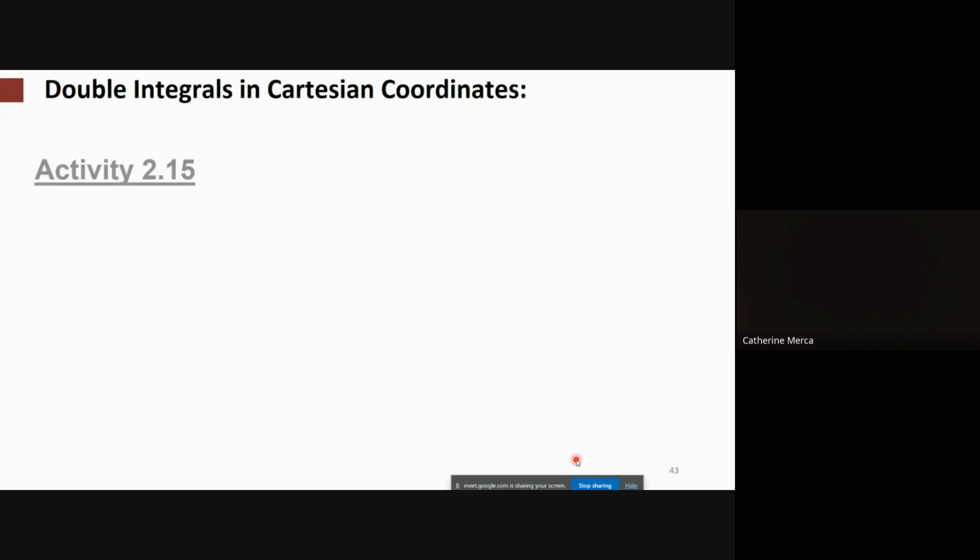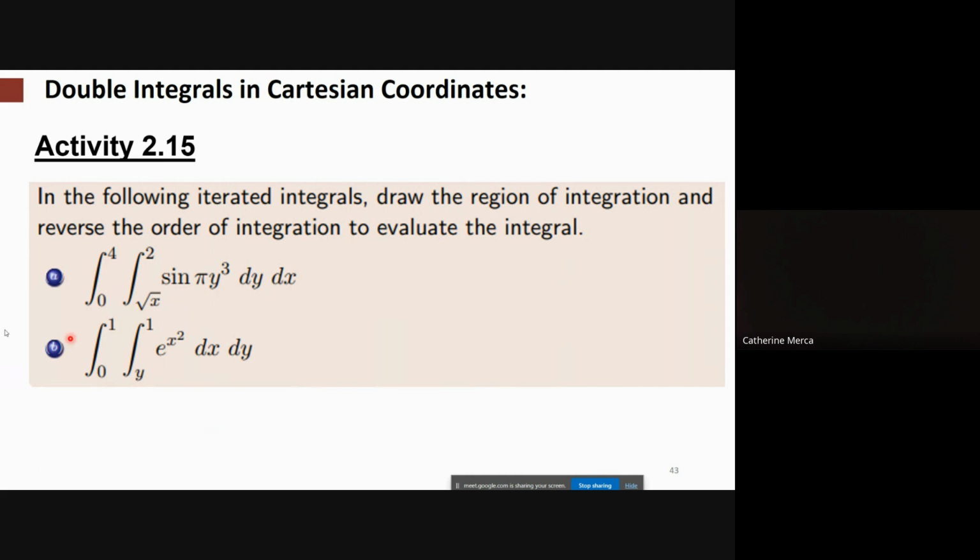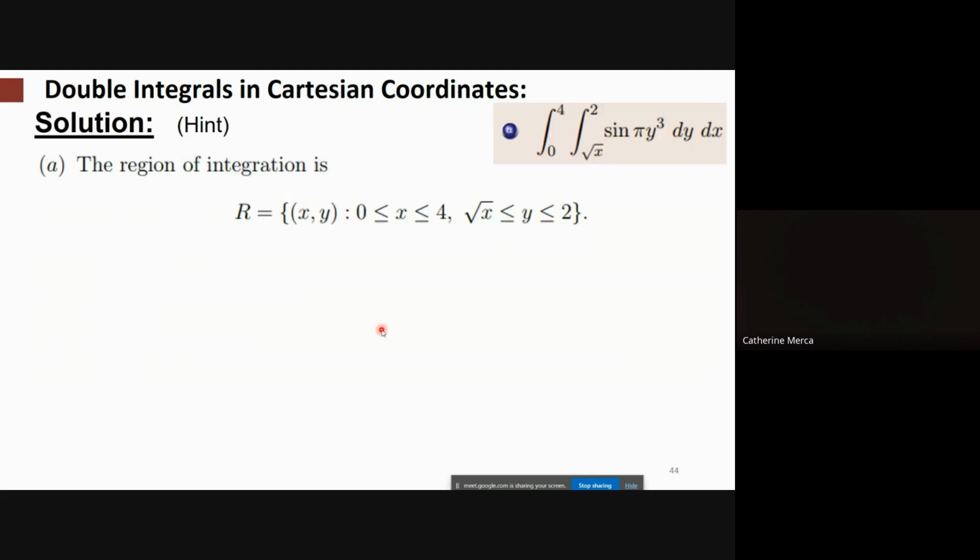So for double integrals in Cartesian coordinates, you have another activity, that's 2.15. You only need to solve letter A. So solve only letter A.